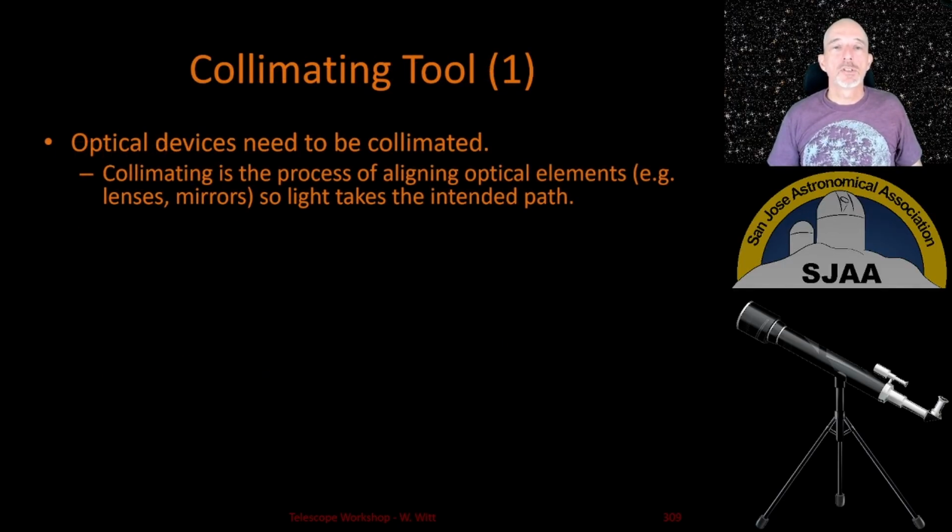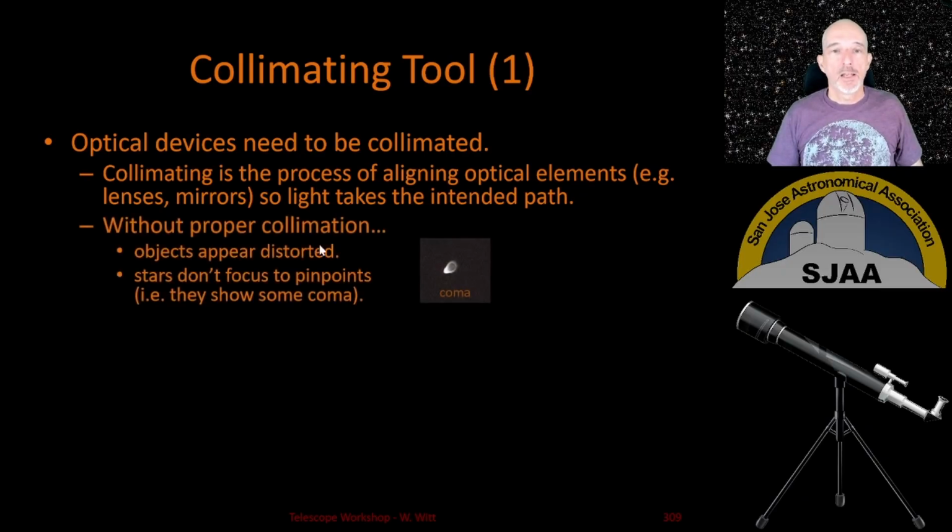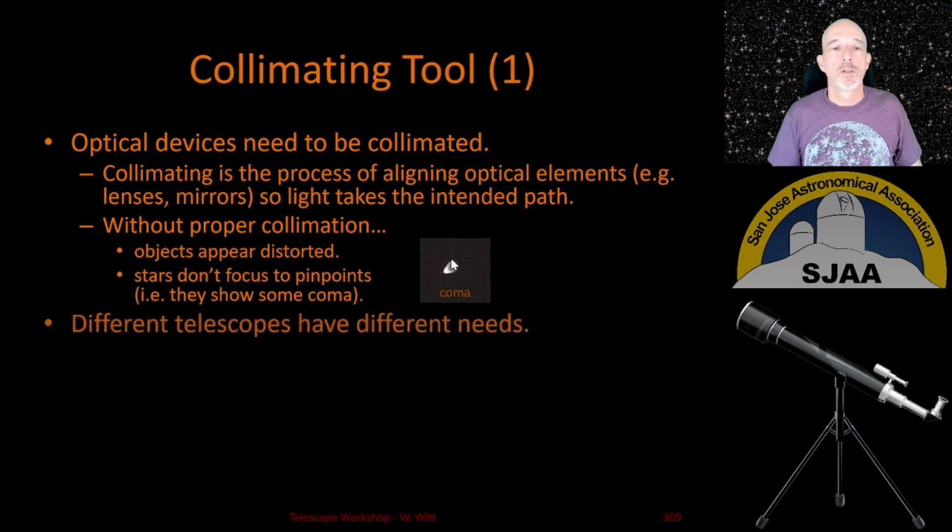And to close this out, let's quickly mention collimating tools. As we discussed on Sunday, some optical devices need to be collimated, and that's the process of aligning optical elements like lenses and mirrors so the light takes the intended path. Without proper collimation, objects will appear distorted, like stars may not focus to a pinpoint, right? They might look like this with this weird looking tail here, which we call coma.